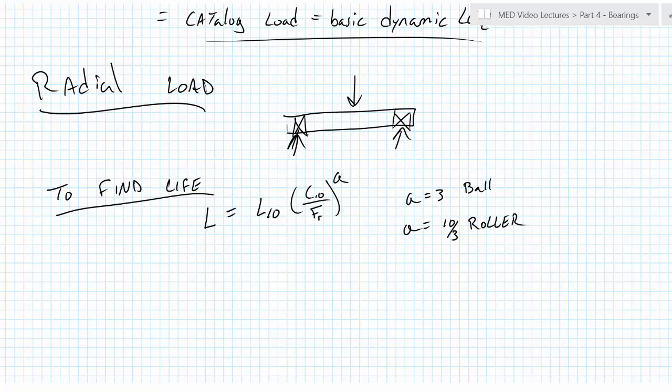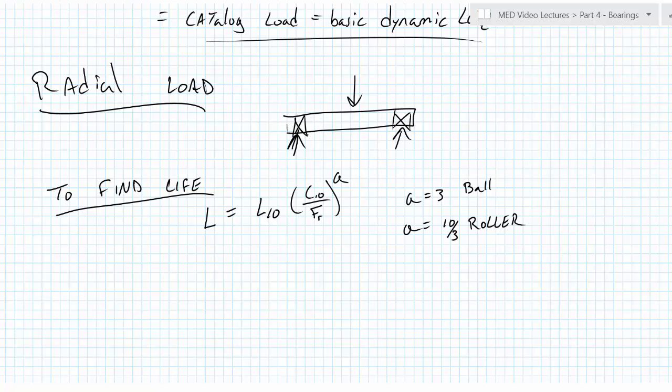So the fraction of the load capacity raised to the A, multiply that times the rated life in order to find the actual life that we're going to get. So that is, assuming we know the rated catalog load and we know the forces, how long will this bearing last? So if we're asking ourselves, I've got a particular bearing and I want to know how long it will last, this is the way to approach it.